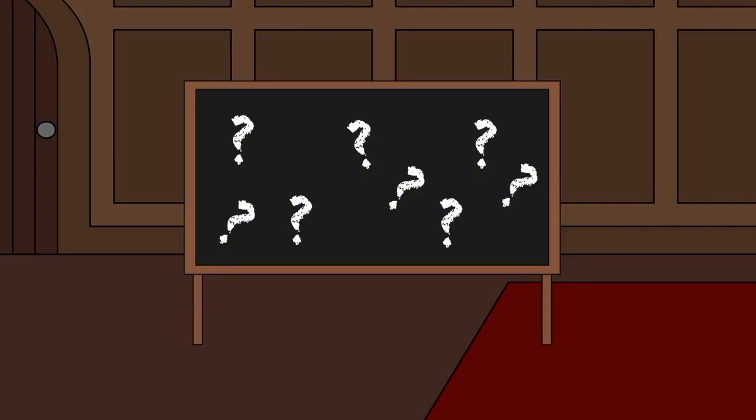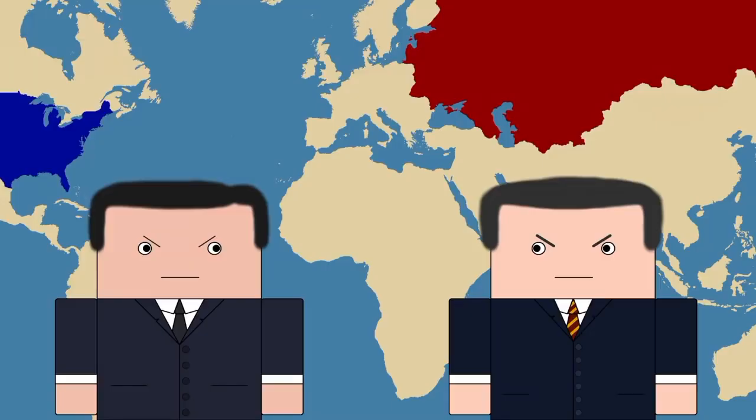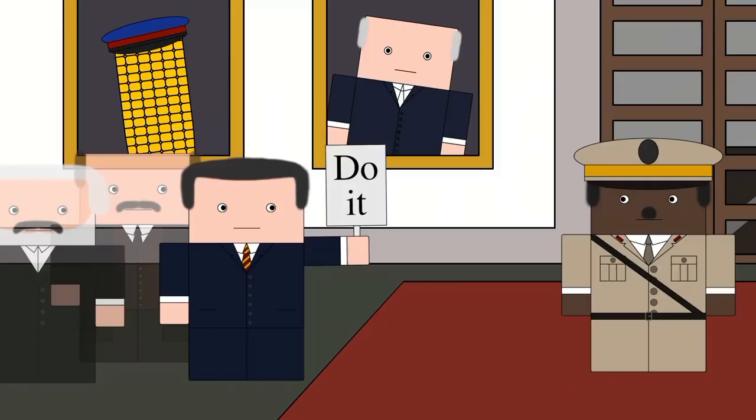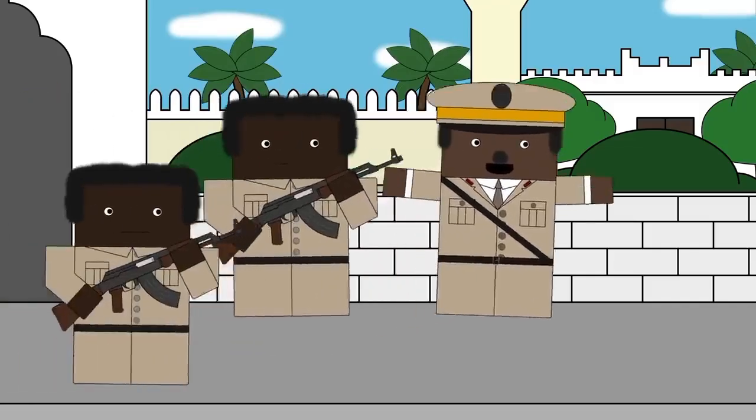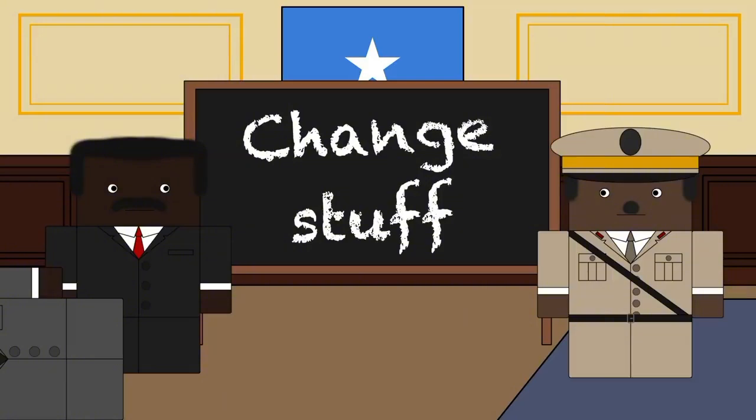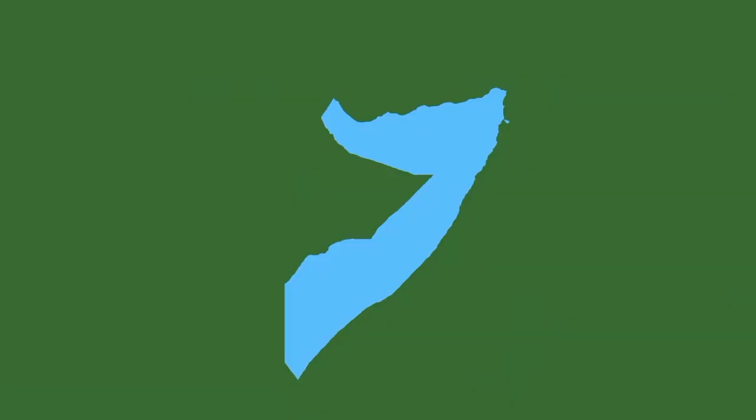This question wouldn't get answered anytime soon, since this was the Cold War, and 1969 meant that it was time for a communist revolution. A man called Mohammed Siad Barre, with the help of some of the army, seized control of the country and began to implement wide-sweeping reforms. Things were going pretty well, right?